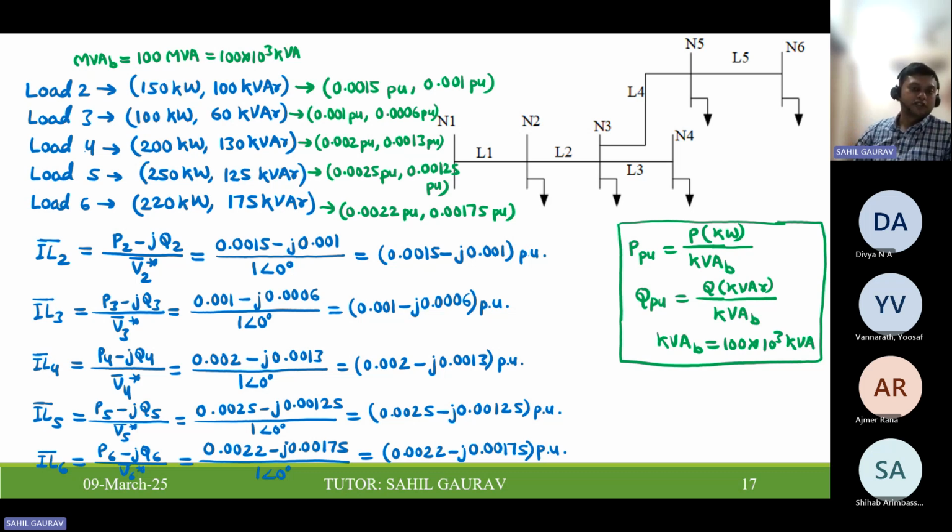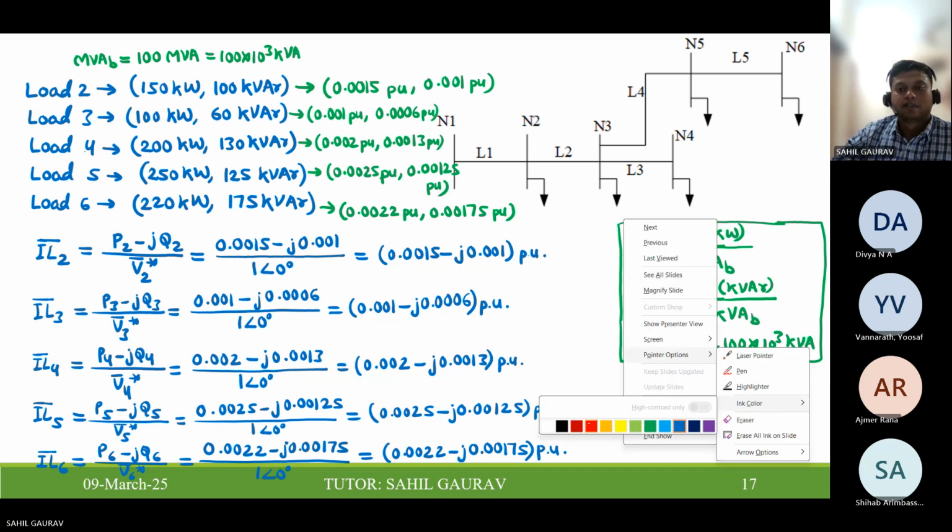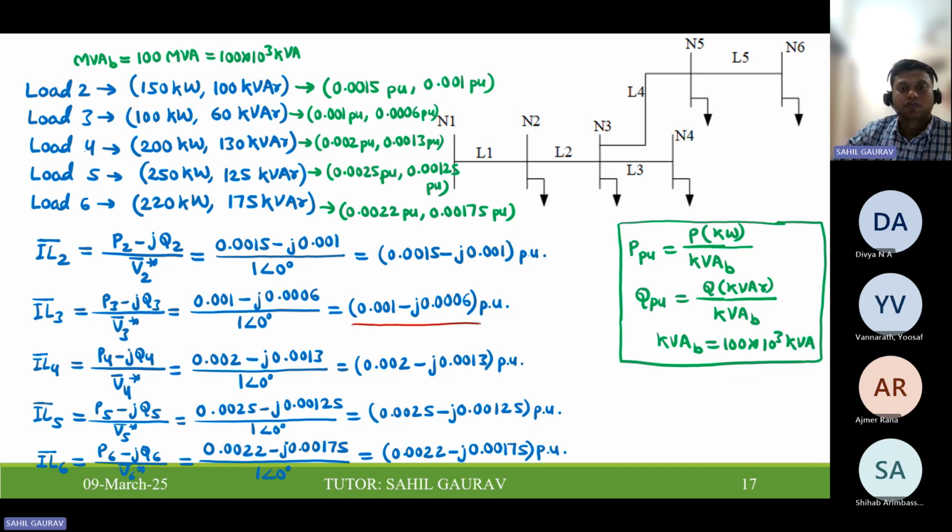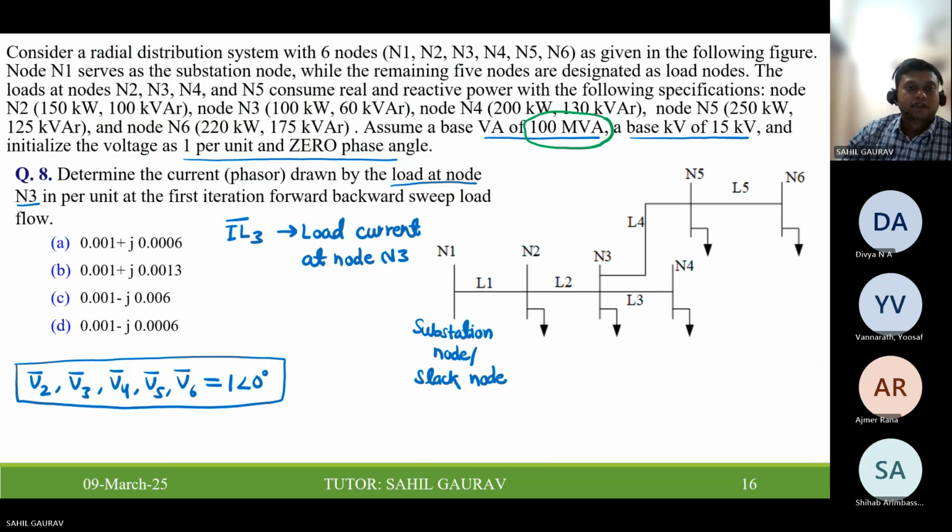We have found all the load currents. But in this problem, they are asking the load current at node 3. So the correct answer is IL3 equal to 0.001 minus j 0.0006 per unit. So this is the answer for problem number 8. If you match from the problem, then it is coming as C as the correct answer. No, C is not correct. D is correct, 0.0006 per unit.